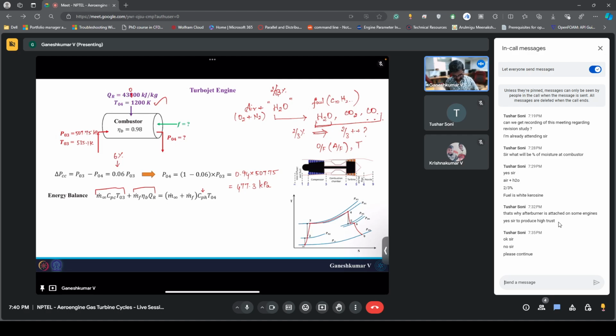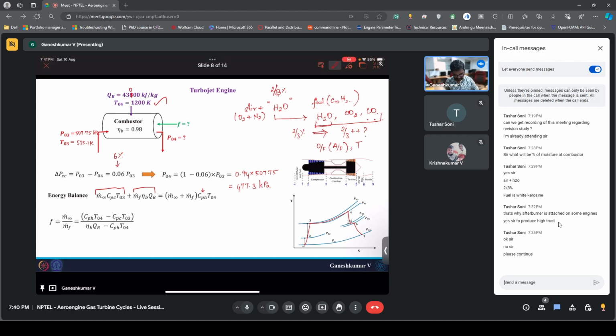Now we can rearrange this to find out f, which is nothing but m dot F by m dot infinity. These equations you already know, and if you substitute everything here, T03 is nothing but 535.1 Kelvin. Please mind the units of QR, so usually people miss that. It's 43,000 kilojoules per kg, so you need to put 43,000 into 10 power 3.